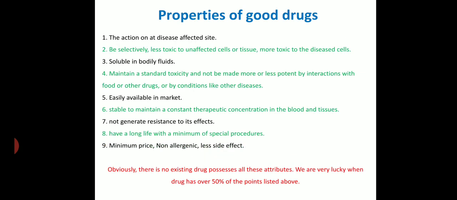Let us see the properties of good drugs. The action of a drug must be on the disease-affected site. That means the action is specific. It should be selective, less toxic to unaffected cells or tissue, and more toxic to diseased cells.